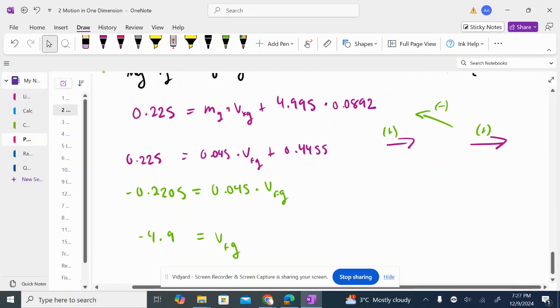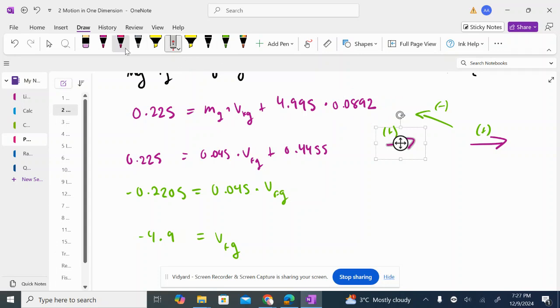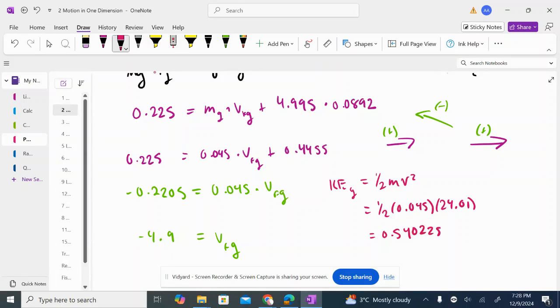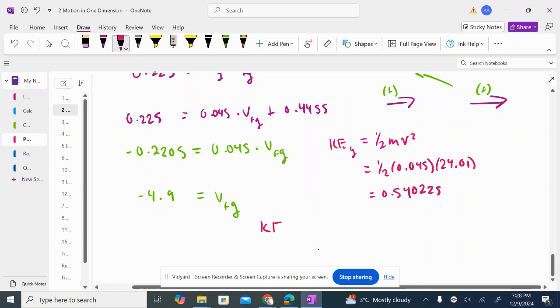That's our velocity. Already this velocity, if you take a look at it, is much greater than the velocity of our bowling ball. So now let's take the kinetic energy for both. Let's do the kinetic energy of the golf ball first. What's kinetic energy? It's 1/2 mv squared. Our v is 4.9, squared, so that's 24.01. So 1/2 times 0.045 times 24.01, we multiply that and divide by 2, and we get 0.540225.